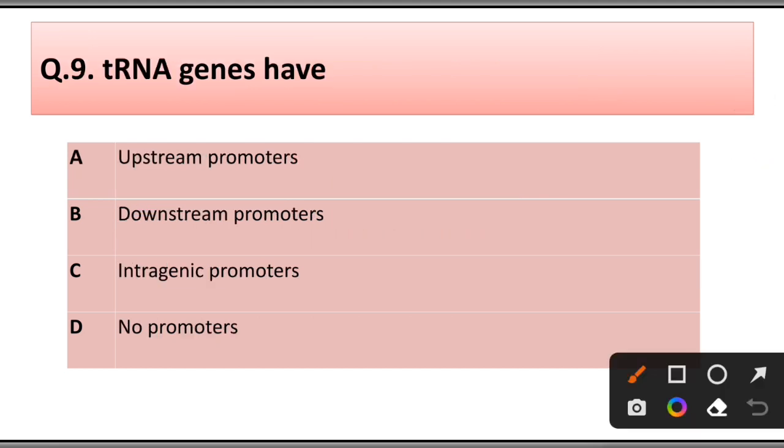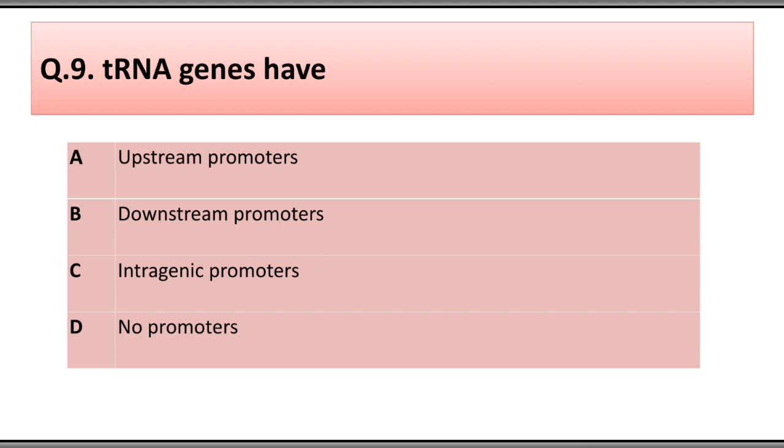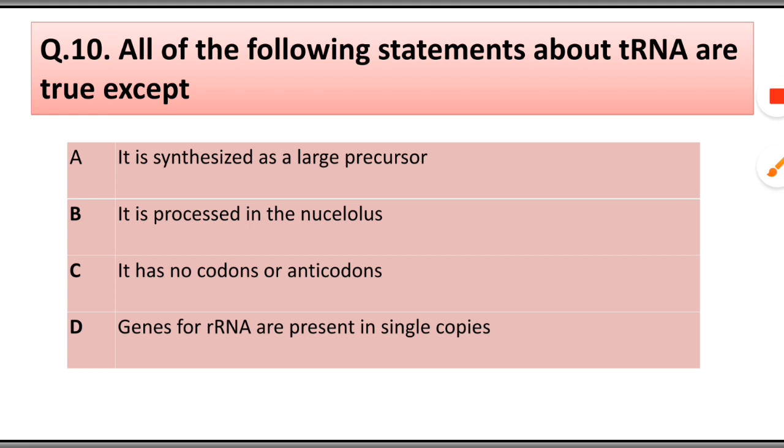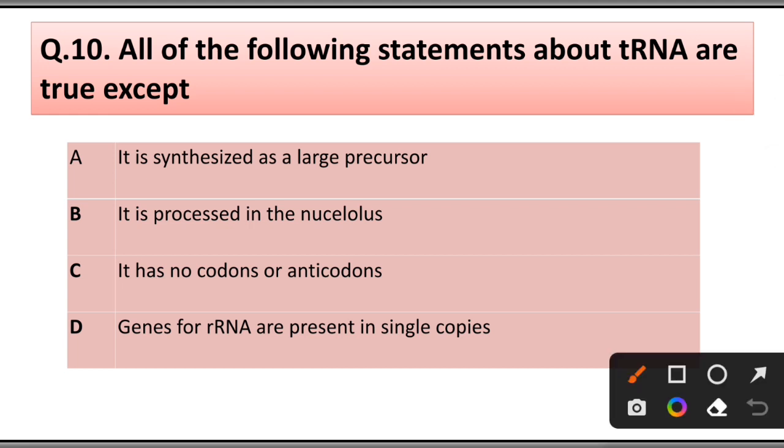Question number 9. tRNA genes have upstream promoter, downstream promoter, intragenic promoter, no promoter. Correct answer is option C. Intragenic promoter. Question number 10. All of the following statements about tRNA are true except: it is synthesized as a large precursor, it is processed in the nucleus, it has no codon or anticodon, genes for tRNA are present in single copies. Correct answer is option D.